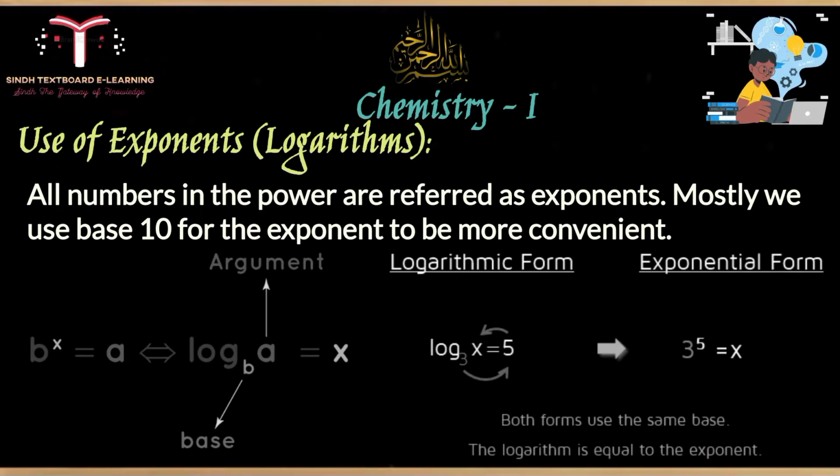So log base 3 of x is equal to 5. Here's the example which we convert into exponential form as 3 to the power 5 is equal to x. It is basically used for calculations of logarithms by converting into exponential form.